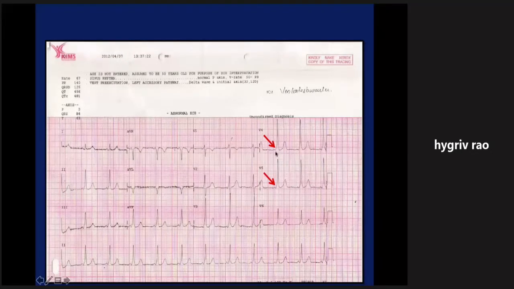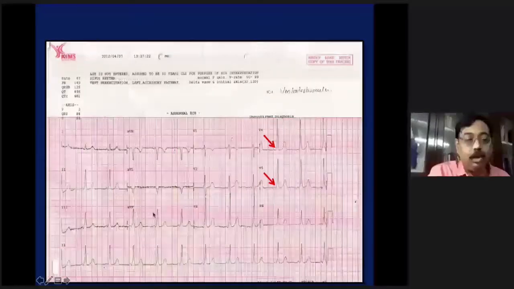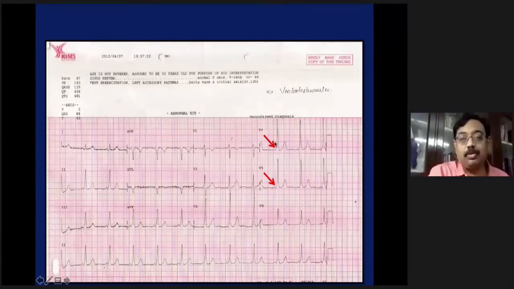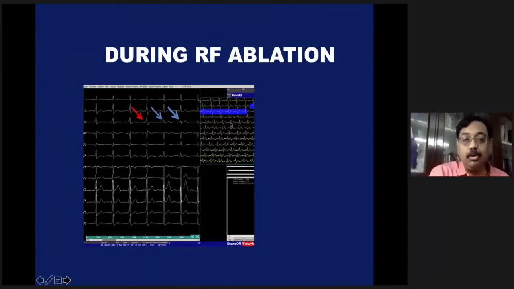You don't see here a normal ECG. You see, on the other hand, a short PR interval and the delta wave. So this is pre-excitation. So what you see is WPW syndrome, and this is the pre-excitation. Now, what you do for these patients is, this patient is a classical candidate for RF ablation.